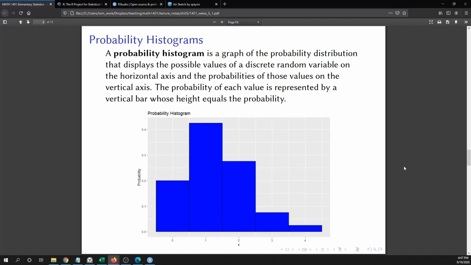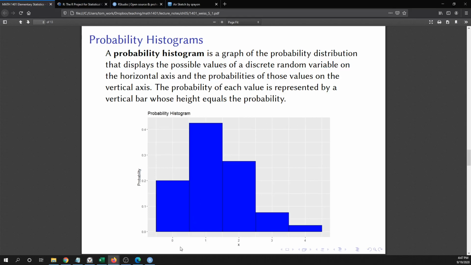All right, in this video, we are going to talk about probability histograms. In the previous video, we talked about probability distributions. So here we would start with a probability distribution, and then the probability histogram is basically going to be a graph of the probability distribution.